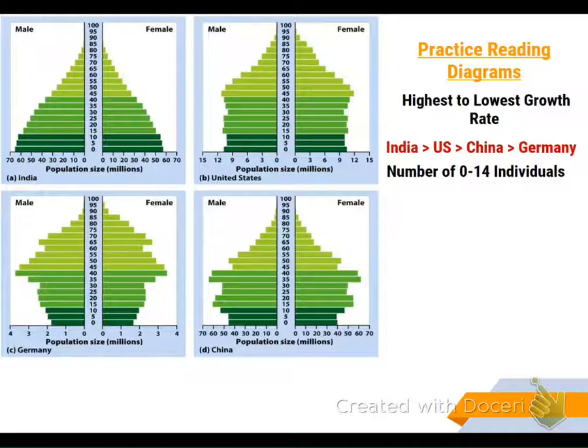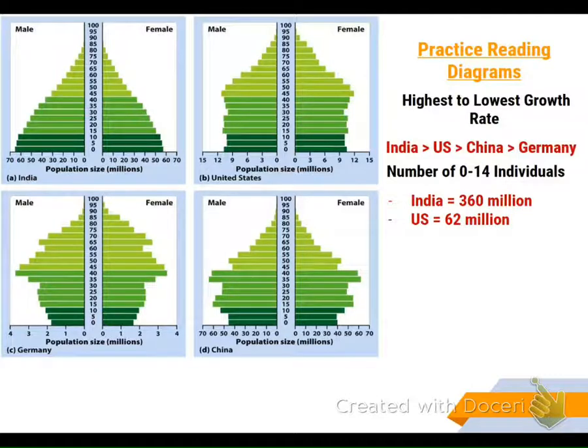The number of individuals between 0 and 14, for example, with India, it's 360 million. How do I know that? If I look, there's approximately 65 million boys and about 58 million girls. So 3 times 60, approximately 65, plus 3 times 55 will give us approximately 360.